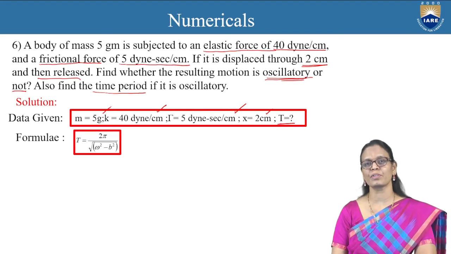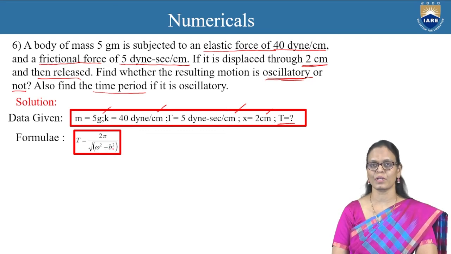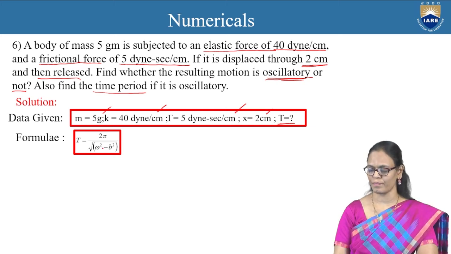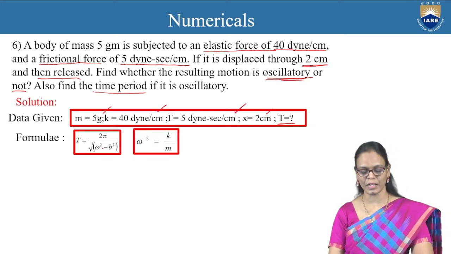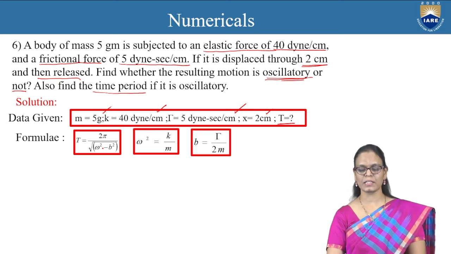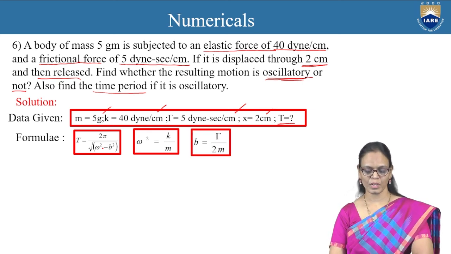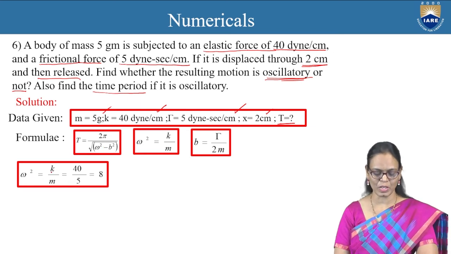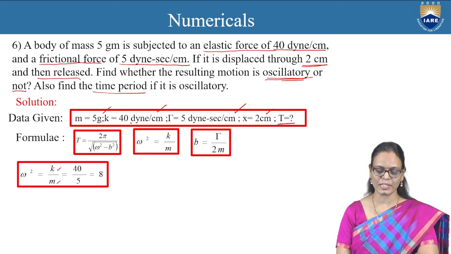So the formula we are going to use is, because we have to find the time period, T is equal to 2 pi under root omega square minus b square. So omega is 2 pi upon T and b is given by gamma upon 2m. So we'll write the formula for omega square is k by m and b is gamma by 2m. So let us first find omega square. Because we know k, we know m. So what is k? 40. What is m? 5. So 40 by 5 is 8. So omega square is equal to 8.